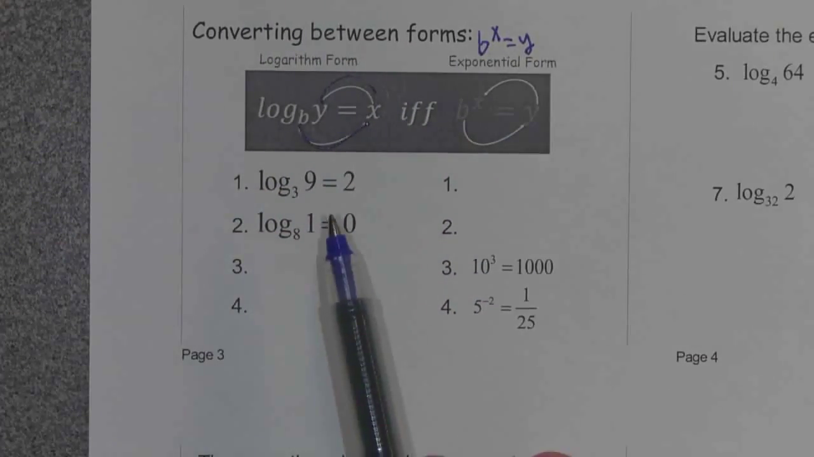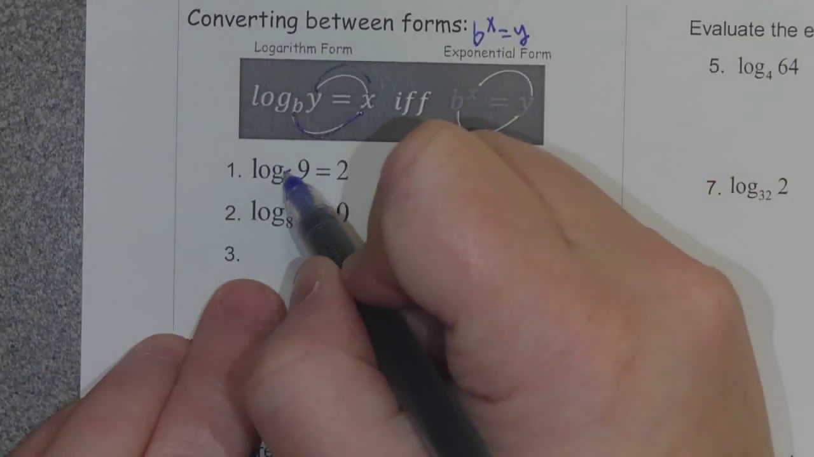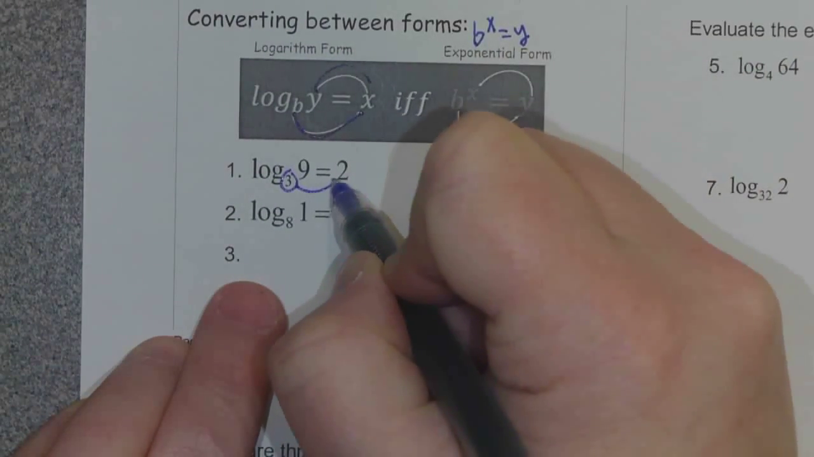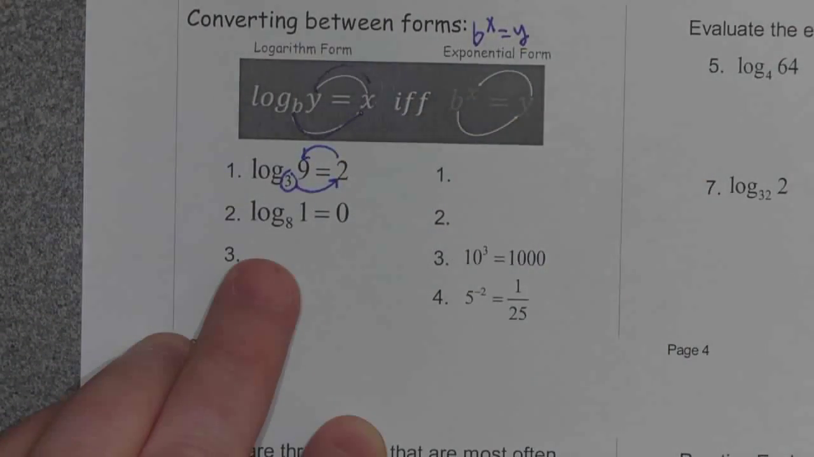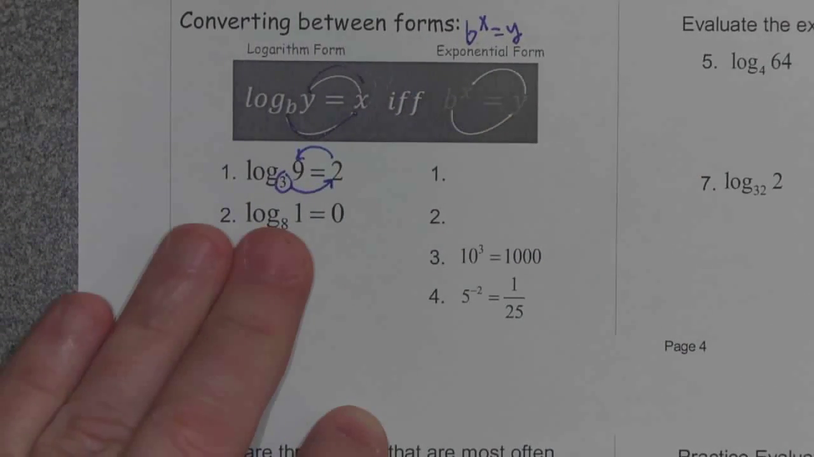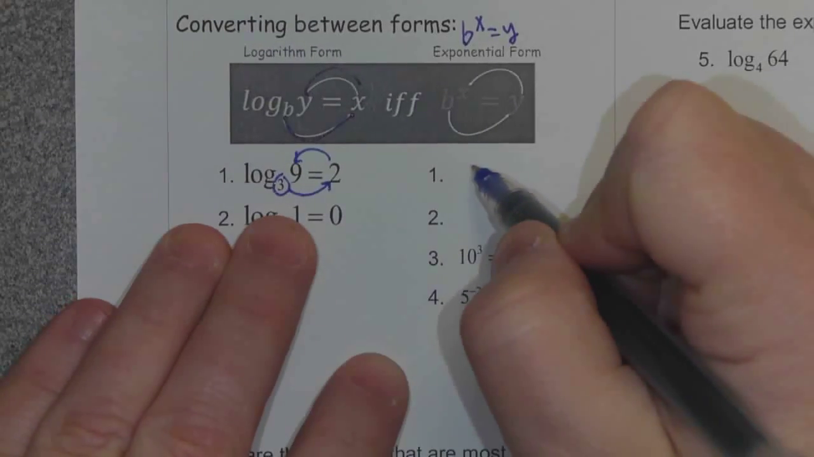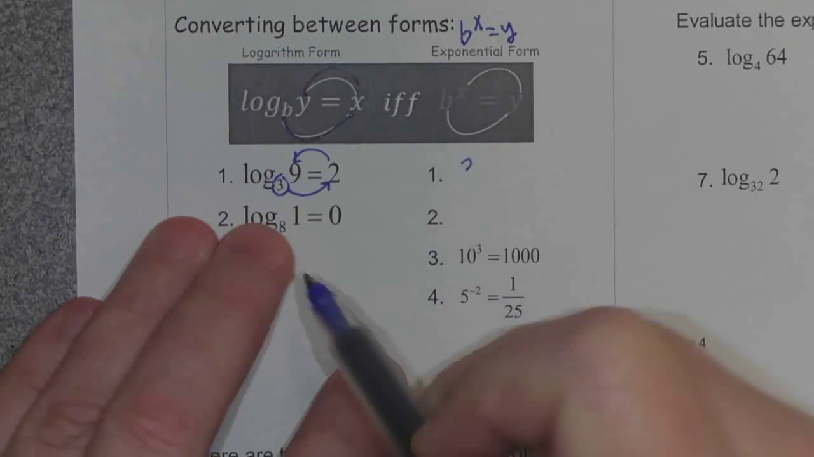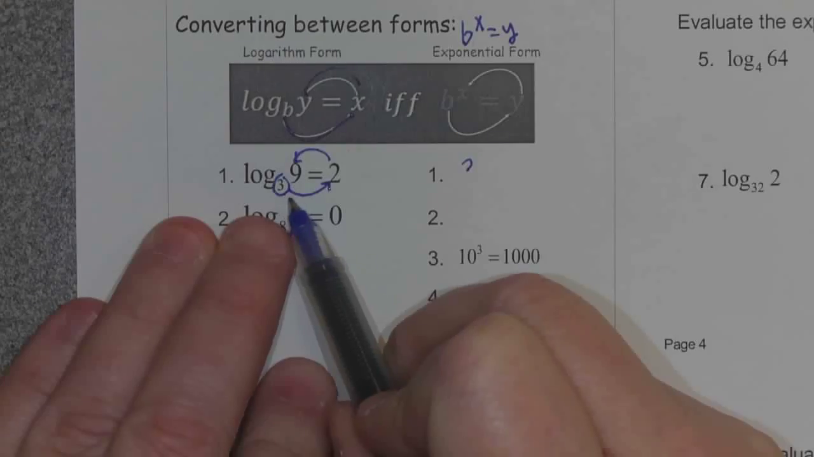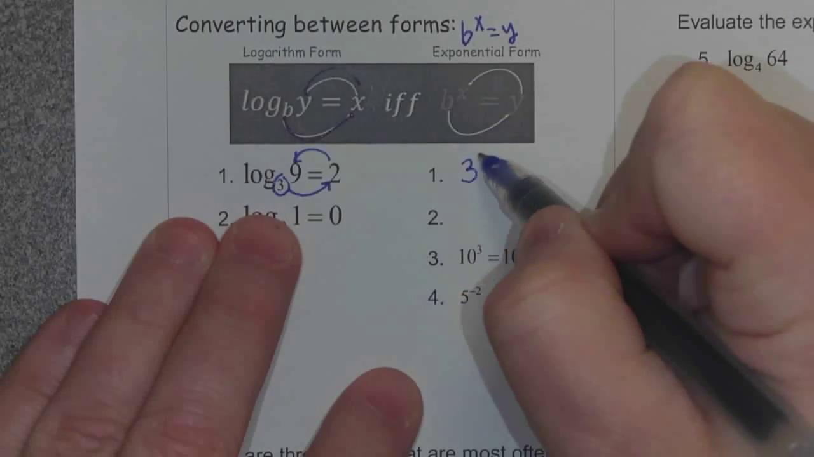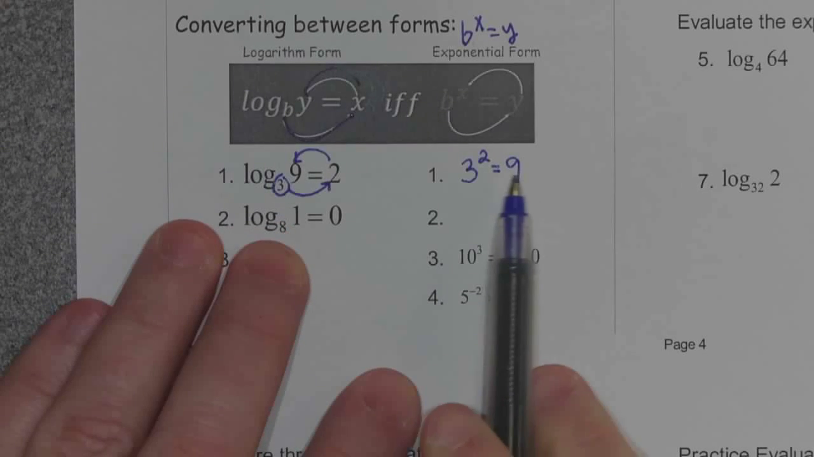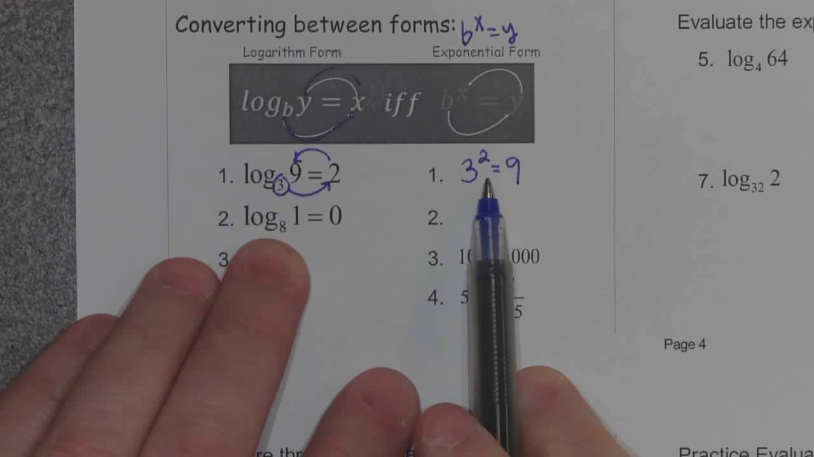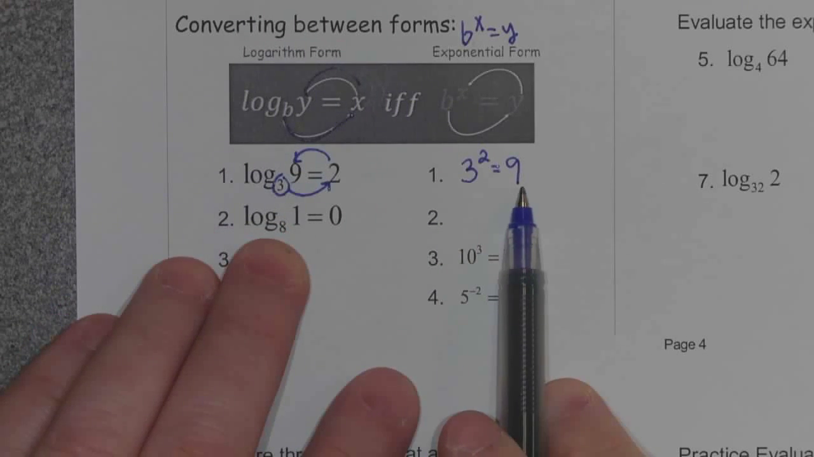So right here on number 1, if we're going to rewrite this, we would start here, go to there, and then back around following our circle to here. So how do I rewrite this logarithm as an exponent? Start with the 3. So 3 to the second equals 9. Is that actually a true statement? 3 to the second equals 9? Yeah, 3 squared equals 9.